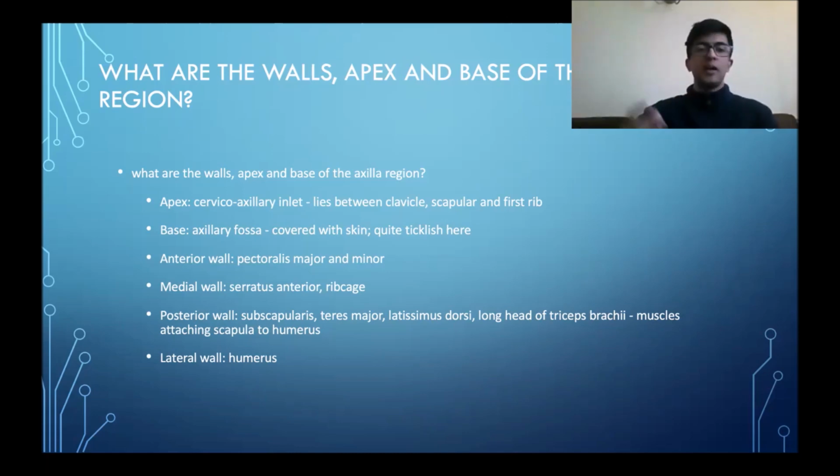That makes sense. Posterior wall, you have the rotator cuff muscle subscapularis, but you also have the back muscles, teres major, latissimus dorsi. You also have the long head of triceps brachii. This is the thing I probably wouldn't have guessed, so you could try and remember that. And then the lateral wall of the axillary region, just the humerus, the bone.